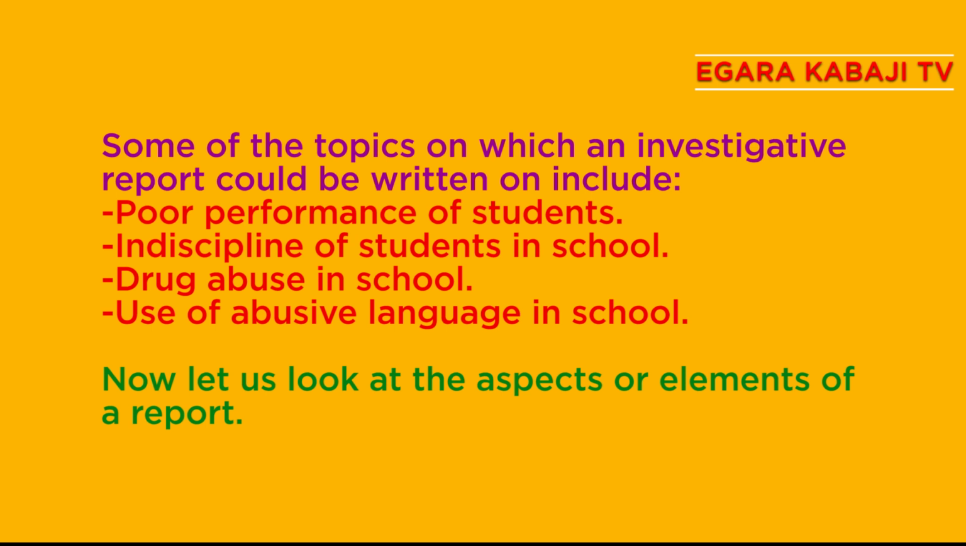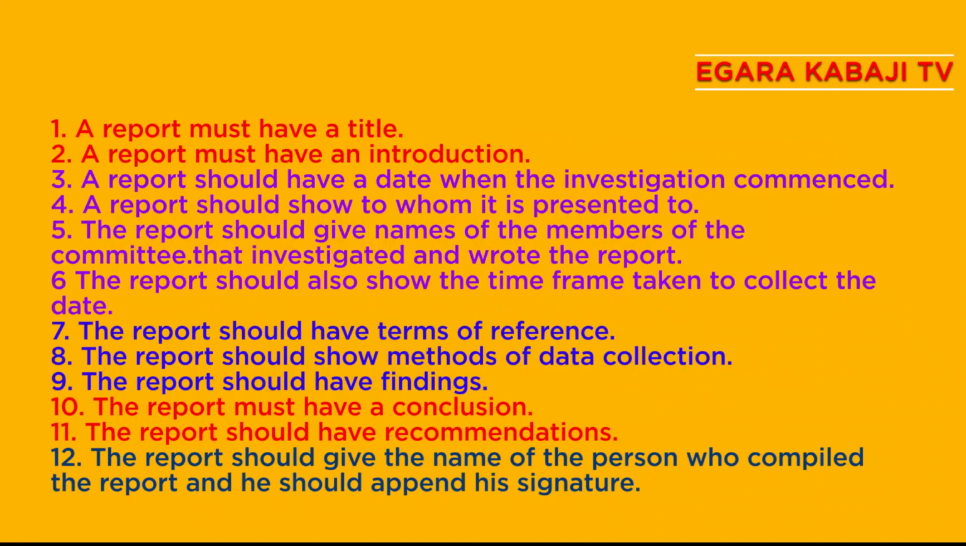Now let us look at the aspects of an investigative report, or what you could call elements of an investigative report. As noted earlier, the investigative report is systematically arranged. A report should include the following. 1. A report must have a title.